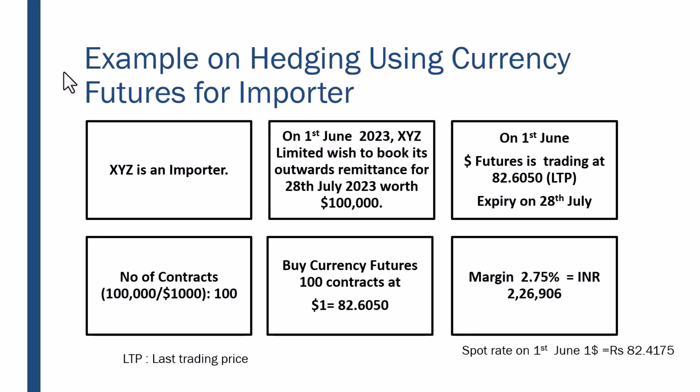Now, the day comes, 28th of July. So you bought it on 1st of June. Now you have to make the payment on 28th of July. So you can wait till 28th July. Suppose you waited. Okay. So 28th of July comes. Case 1. What is happening?